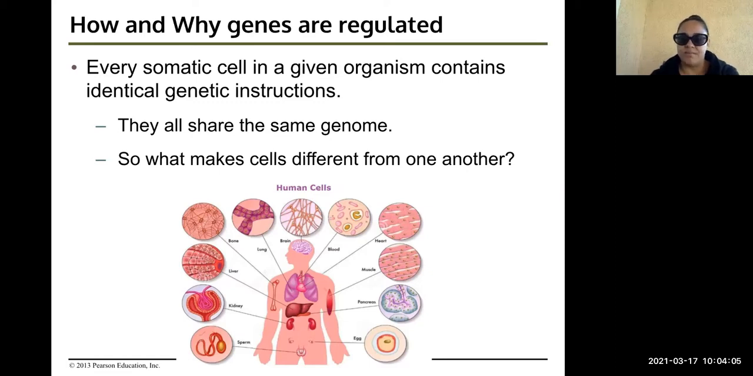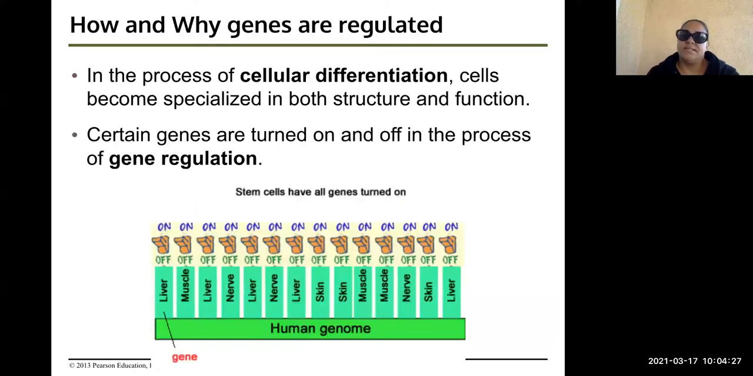Heart, blood, brain, lung, bone. They're all very, very different, perform very different functions, have very different structures, but they all have the exact same information. The process is called cellular differentiation, making cells different. Cells become specialized in both structure and function. And certain genes are turned on and off in the process of gene regulation.